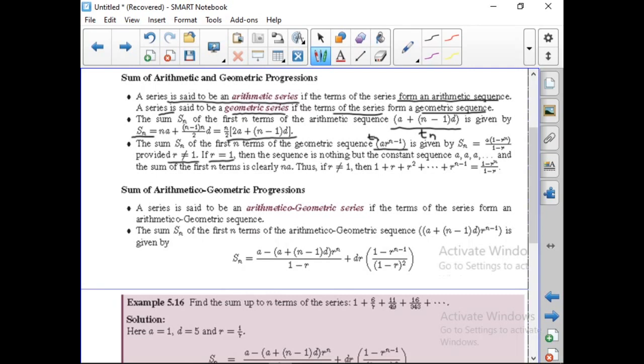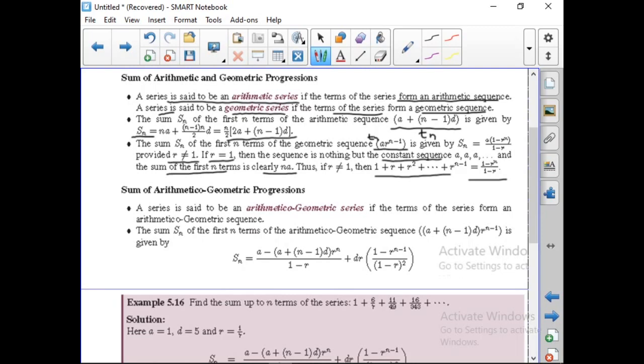If r is equal to 1, then the sequence becomes the constant sequence, that is a, a, etc. up to n times, and the sum of the first n terms will clearly be na. Remember, it can also be asked for 1 mark. So, take note of this. If r is not equal to 1, then the series is 1 plus r plus r square etc. up to r power n minus 1, and it can be taken as 1 minus r power n by 1 minus r, since a is the first term and a is equal to 1.